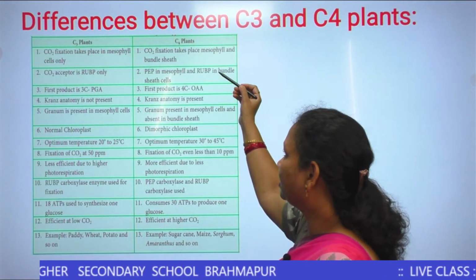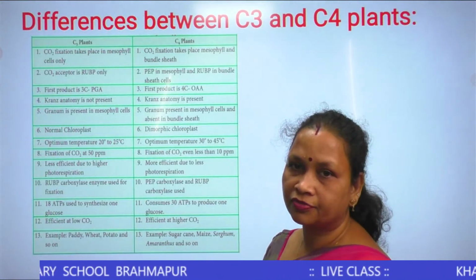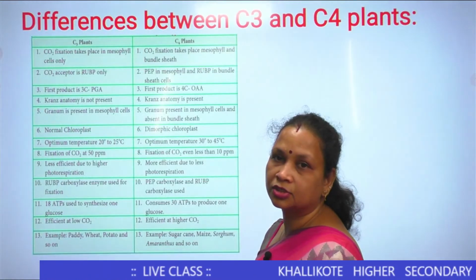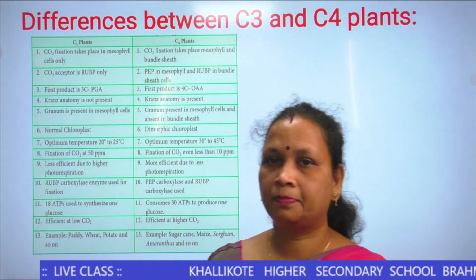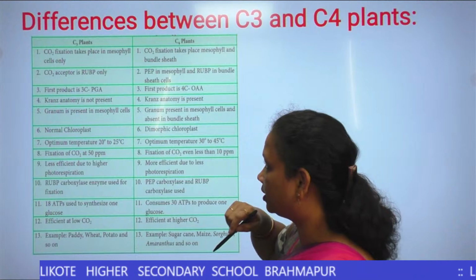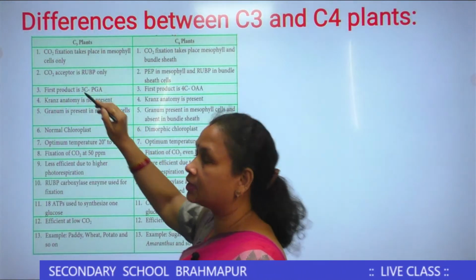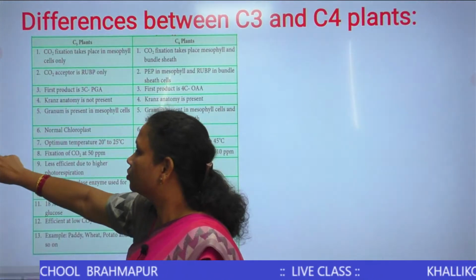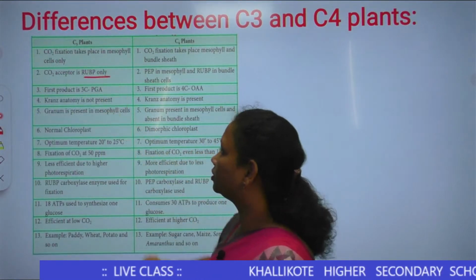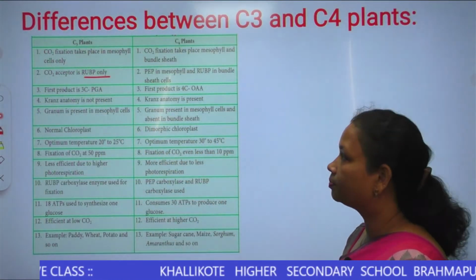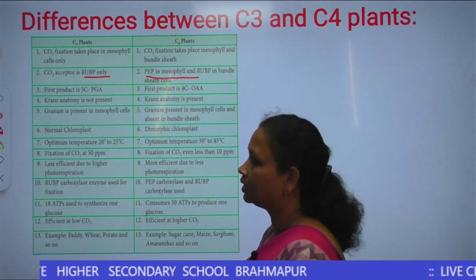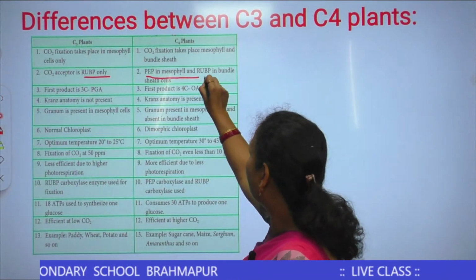The fixation process occurs in the mesophyll cell where PEP carboxylase takes up the carbon dioxide. Reduction into sugar takes place in the bundle sheath cell where there is presence of Rubisco enzyme. In the C3 plants, the carbon dioxide acceptor is only RuBP. In C4 plants, the first acceptor molecule is PEP in the mesophyll cell, then RuBP in the bundle sheath cell.